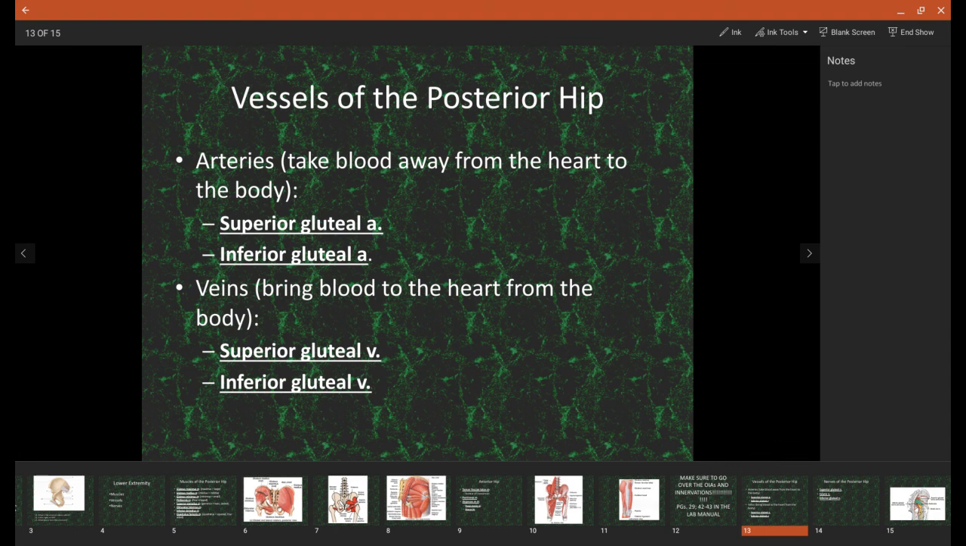That is going to complete all the muscles of chapter 3. In our next video, we will cover all of the vessels and nerves.